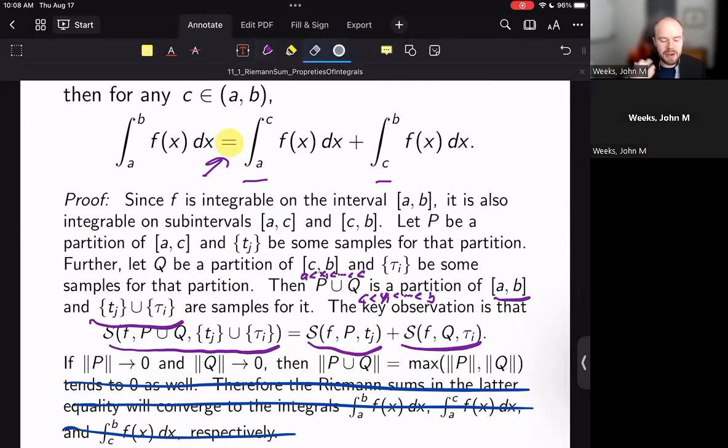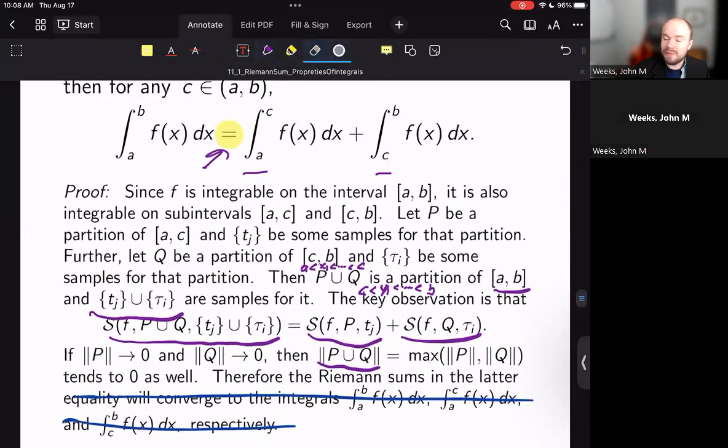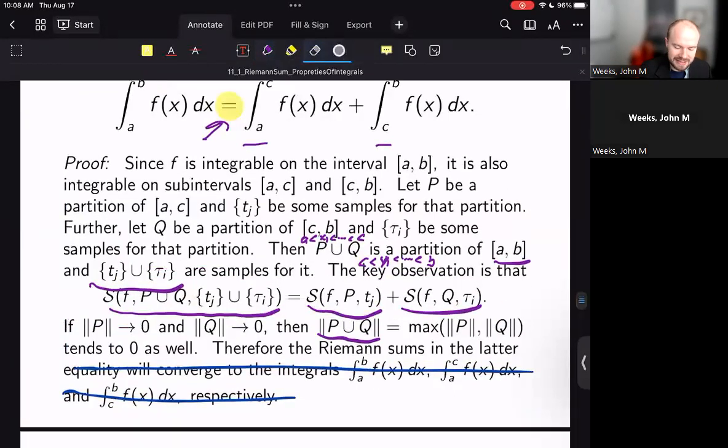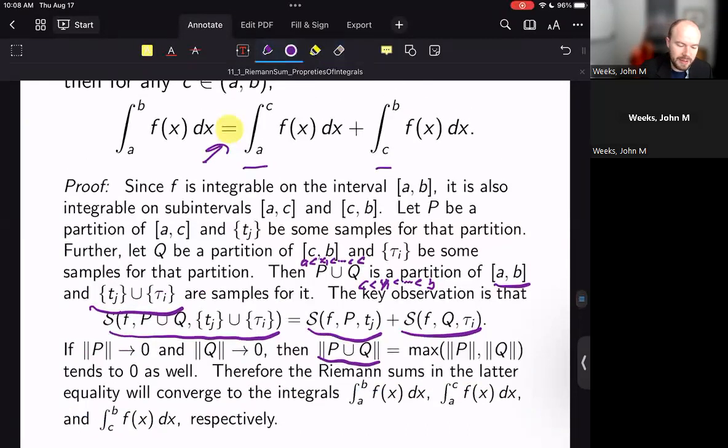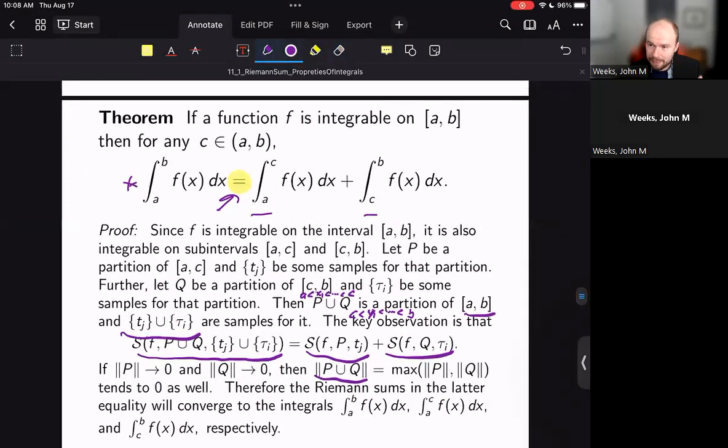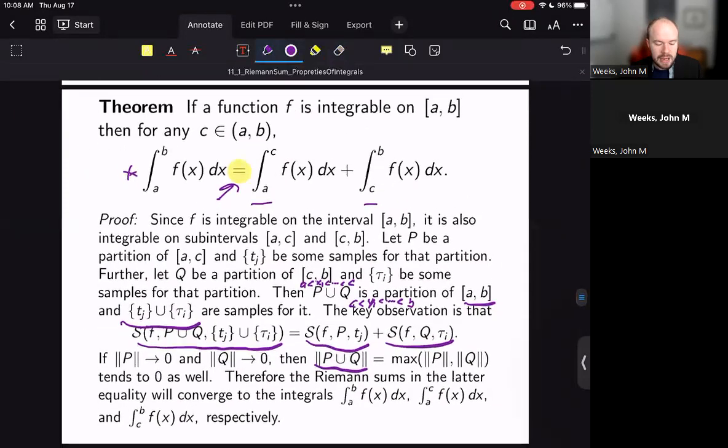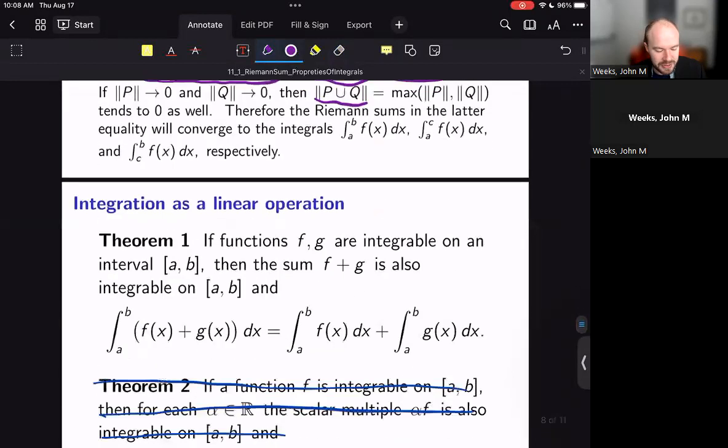Well, if the norm of P goes to 0, as does the norm of Q, then we can note that the norm of P union Q is actually the maximum of the norm of P and Q. So if they're both going towards 0, the norm of P union Q is also going towards 0. So that means that with all of these limits existing, we're basically taking a limit of this equal to a limit of this. And thanks to the fact that limits of sums work nicely, we get exactly what we would like. We get this formula up here at the top. So this tells us that we can now integrate things like step functions and other sorts of piecewise functions by just integrating each part and then adding them all together.